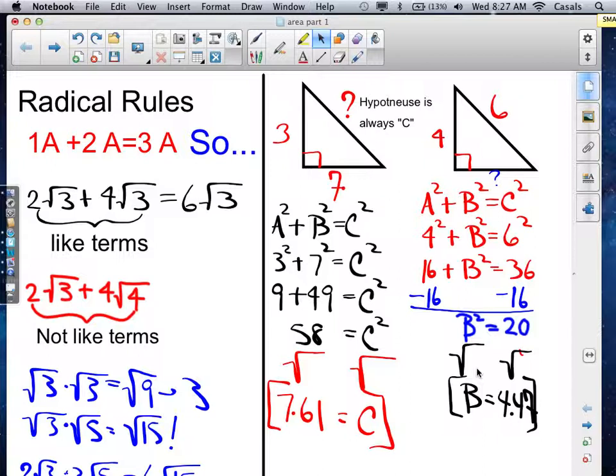Now again, how do we tie these two concepts together? The radical rules on the left and the Pythagorean theorem on the right. How do we tie them in, and why do we tie them in?